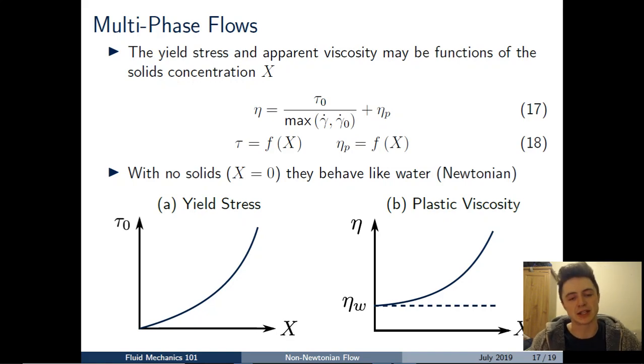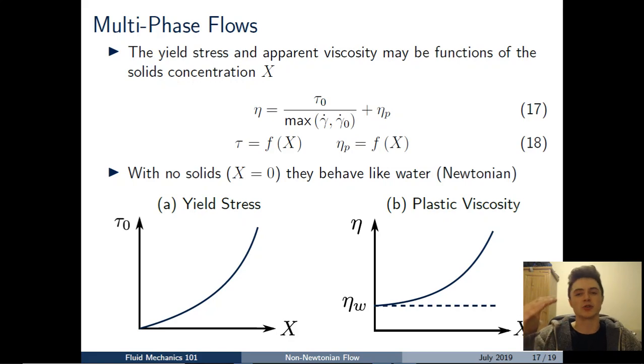So if X is the solid's concentration now, so not the strain rate, this is the solid's concentration. If the solid's concentration is 0, we see that the yield stress is 0, so we don't have any yield stress behavior, and the apparent viscosity is the apparent viscosity of water there, so eta sub W, which is the dynamic viscosity of water. So we have no solids, we're at the top of the pipe where we're entirely water, and equation 17 there will just reduce to the dynamic viscosity of water.